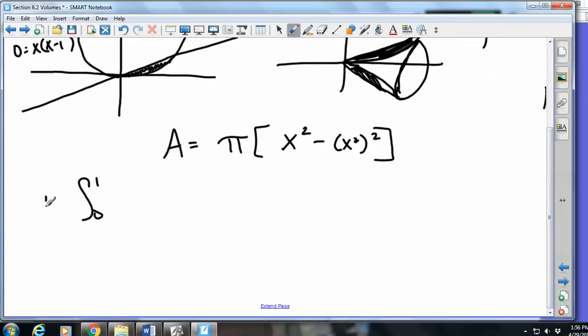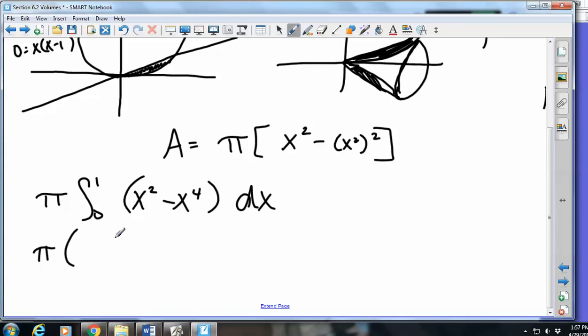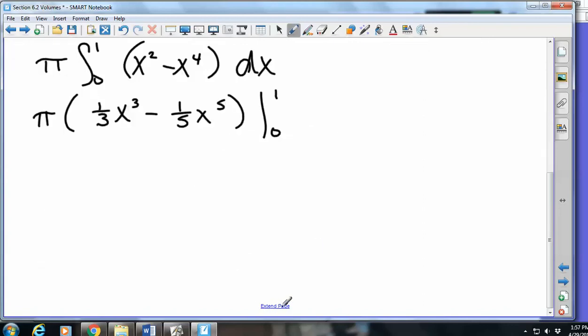The pi is just a coefficient, so if you're more comfortable, you can pull that out in front of your integral, if you would like. And so then we just need to do x squared minus x to the 4th dx. So the antiderivative of x squared is 1/3 x cubed. Antiderivative of x to the 4th is 1/5 x to the 5th, from 0 to 1.